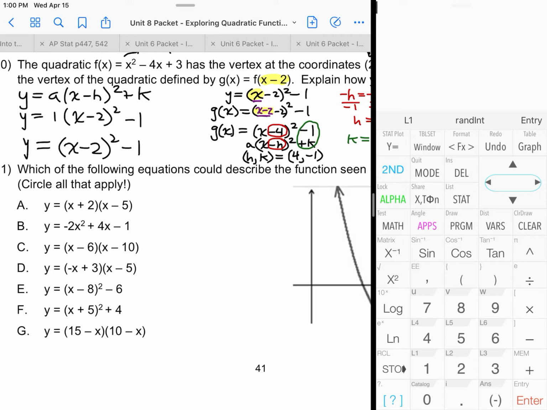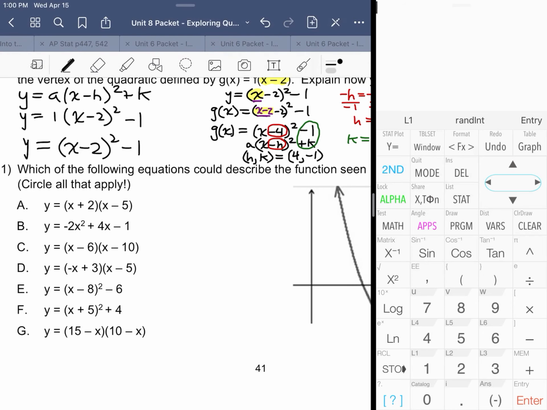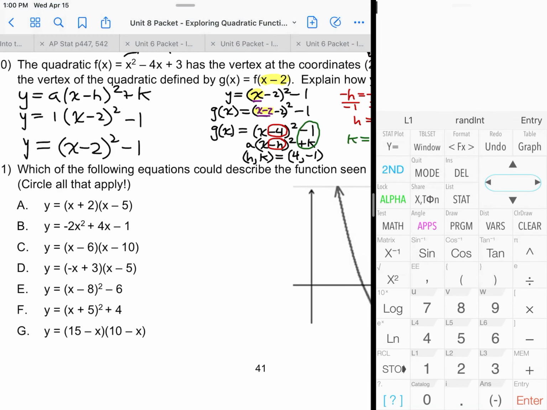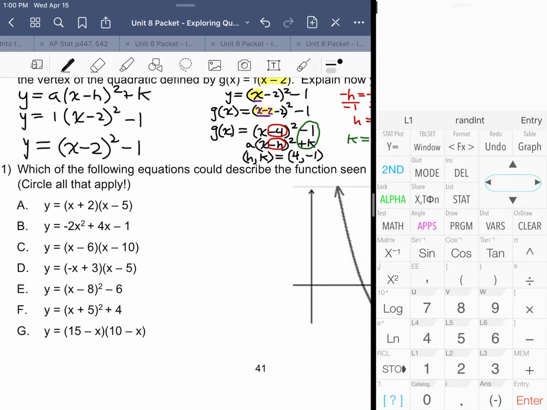Some of them are kind of hard to work your way around, just because of the form that it's in. But at first glance, you see option A has an x plus 2. The x plus 2 would be a negative root, because if I set that equal to 0, it's gone.